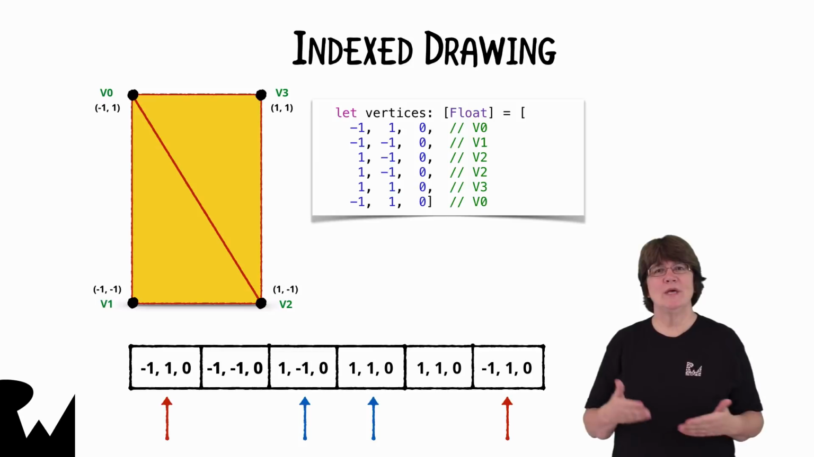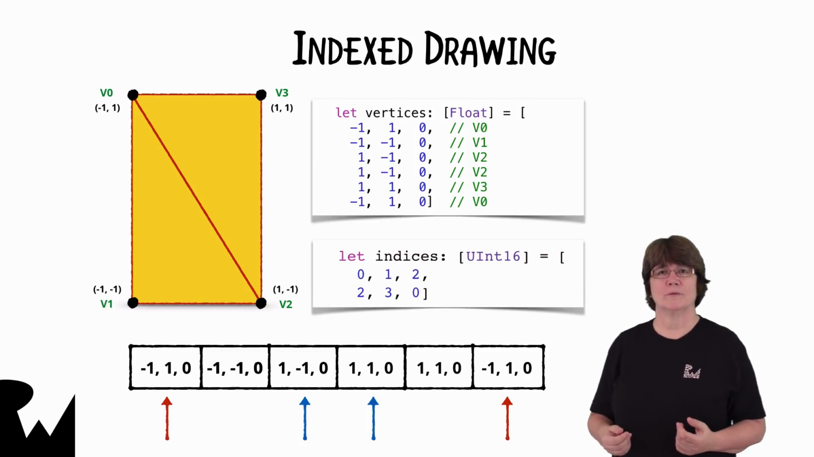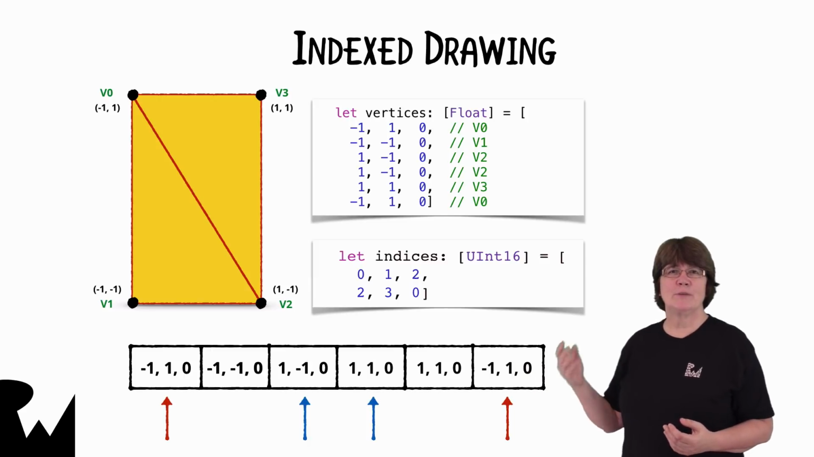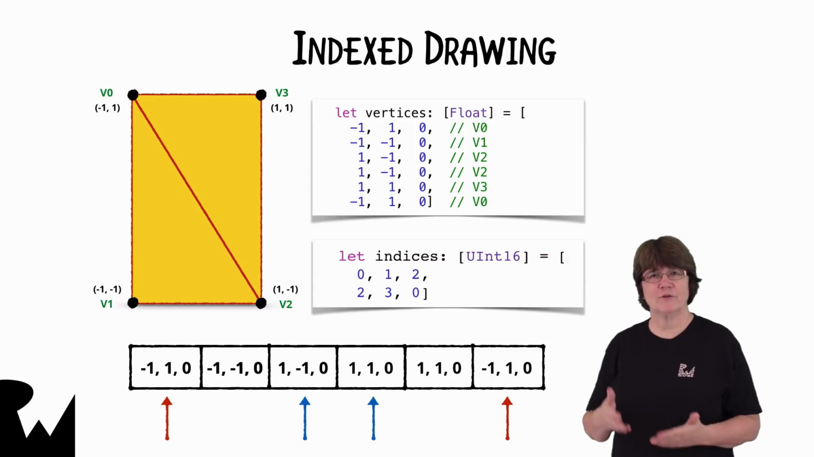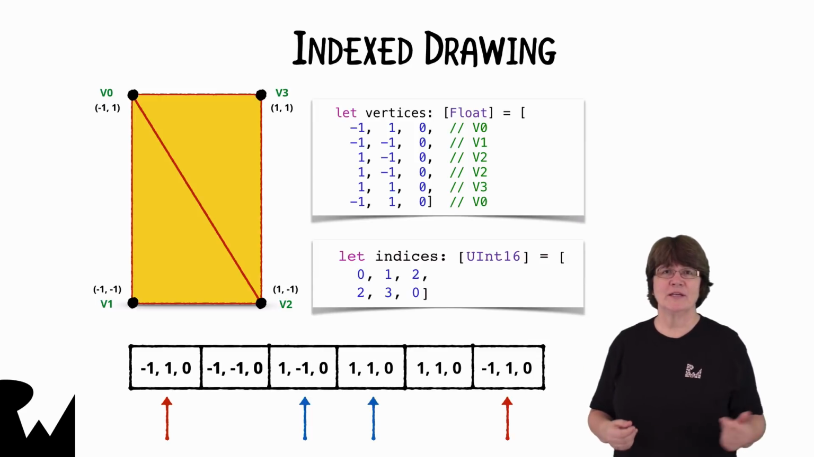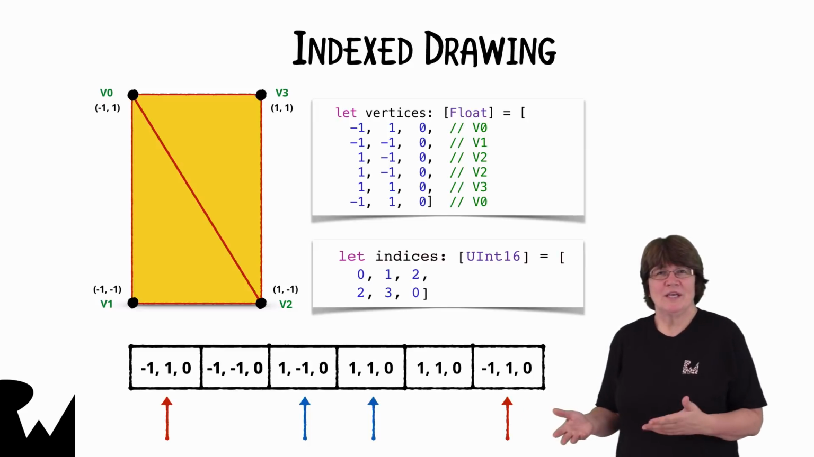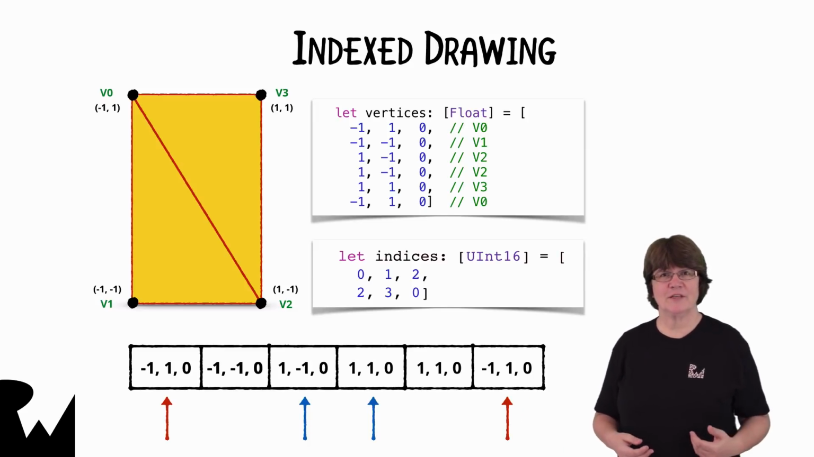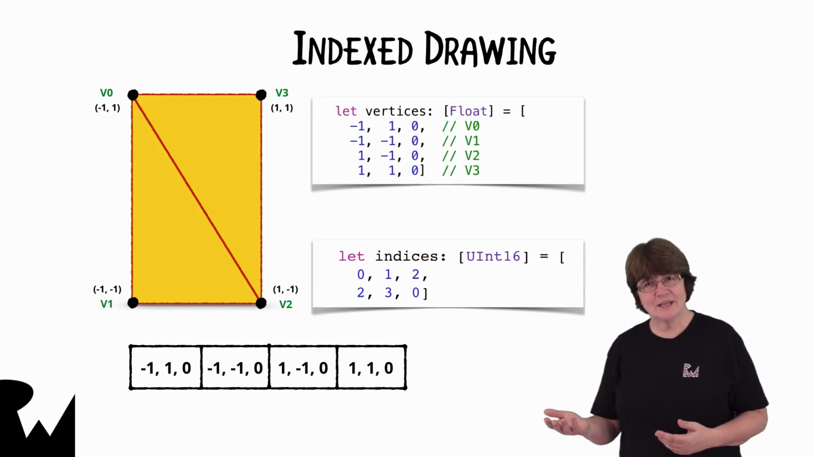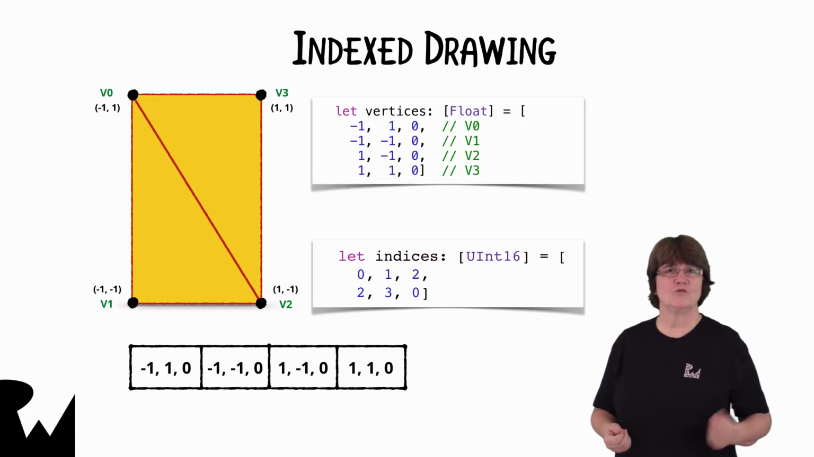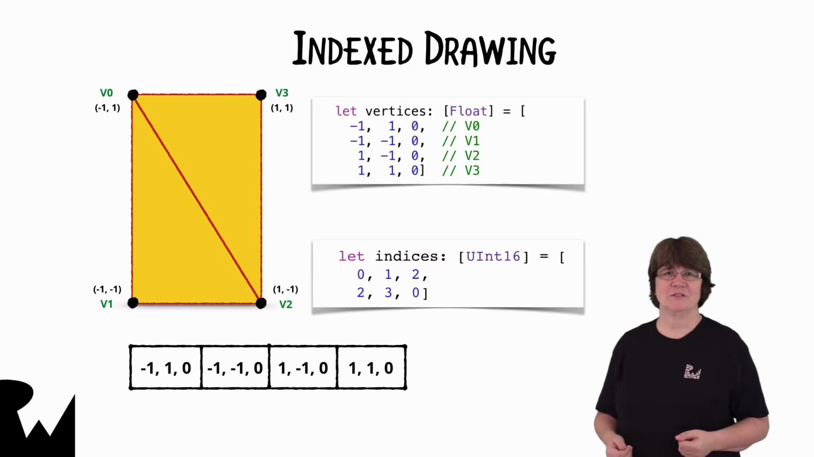We can make a new indices array listing the order of the vertices that we want to draw. In this array, we're describing two triangles. The first triangle uses vertex 0, 1, and 2, and the second triangle uses vertex 2, 3, and 0. We can then replace the array with six vertices and just list the four vertices. This is called index drawing, as opposed to ordered drawing. And for models with many vertices, this will be much more efficient.